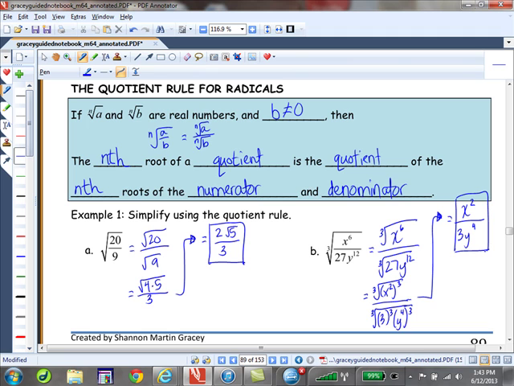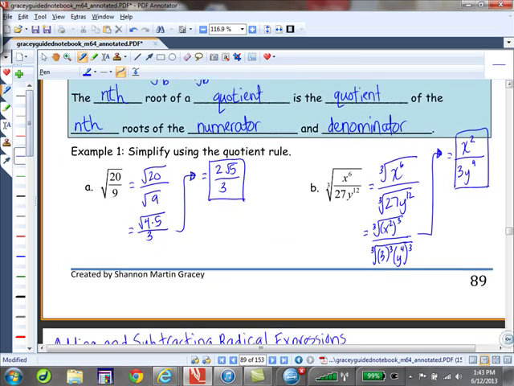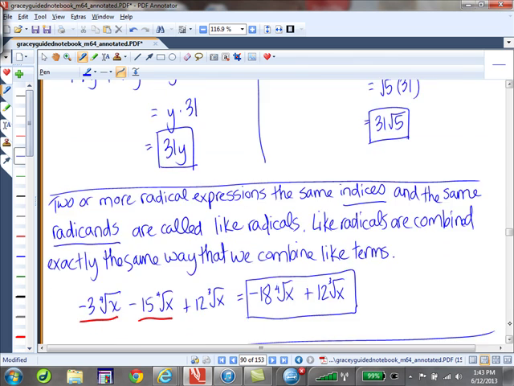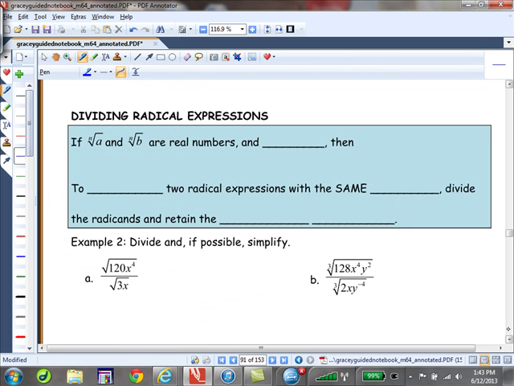Awesome. All right, so next up, dividing radical expressions. Sometimes you can simplify better by dividing the radicands, all right? So it just depends on the situation.